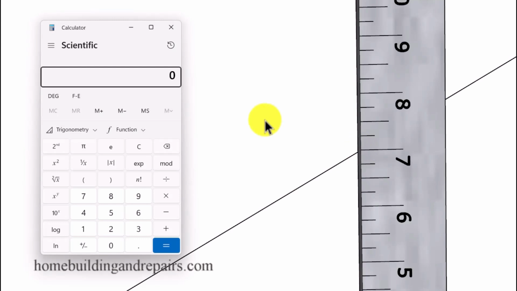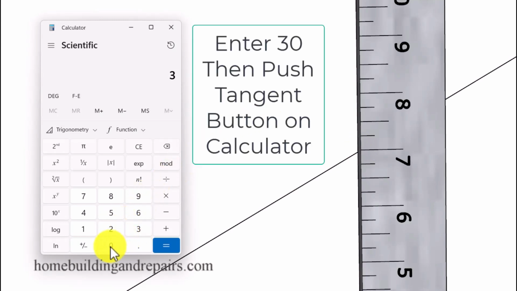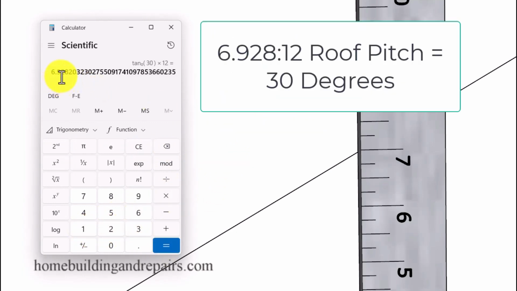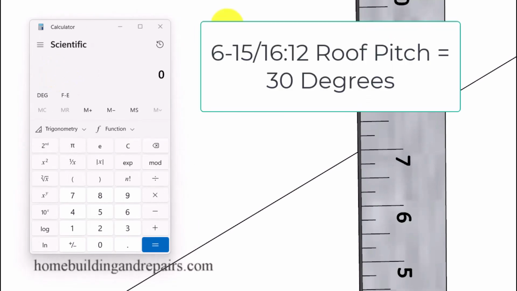So let's go ahead and grab our calculator. We're going to enter in 30. We want 30 degrees. Then we're going to pull up our tangent key. Your calculator might have the tangent button right on the front of it. Then we're going to push this button and then multiply it by 12. That's going to give us 6.928 inches. Or we can round this off to 6.93 inches, or about 6 15/16 of an inch.